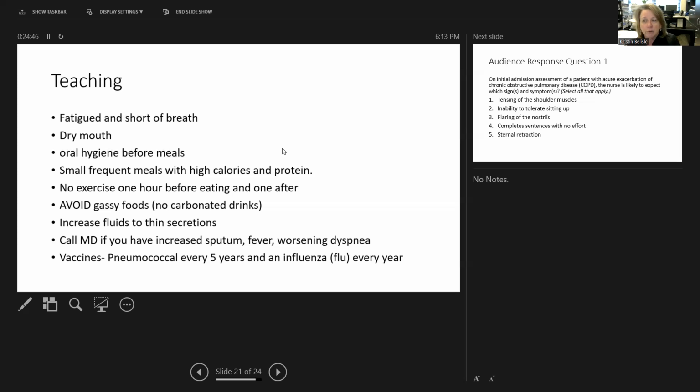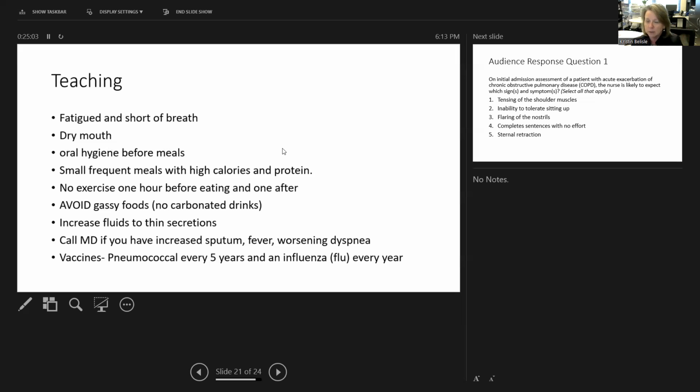And then call the doctor if you have increased sputum, if you have a fever, or you have worsening dyspnea, your breathing's becoming even more difficult. If that's the case, call the doctor because something's going on and they need to intervene or things will get worse. Vaccines, we need to talk to our patients about it, guys.